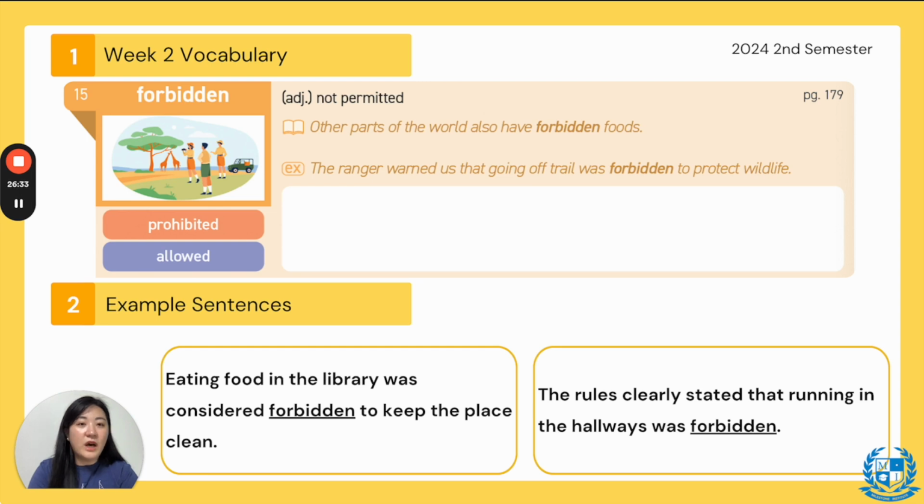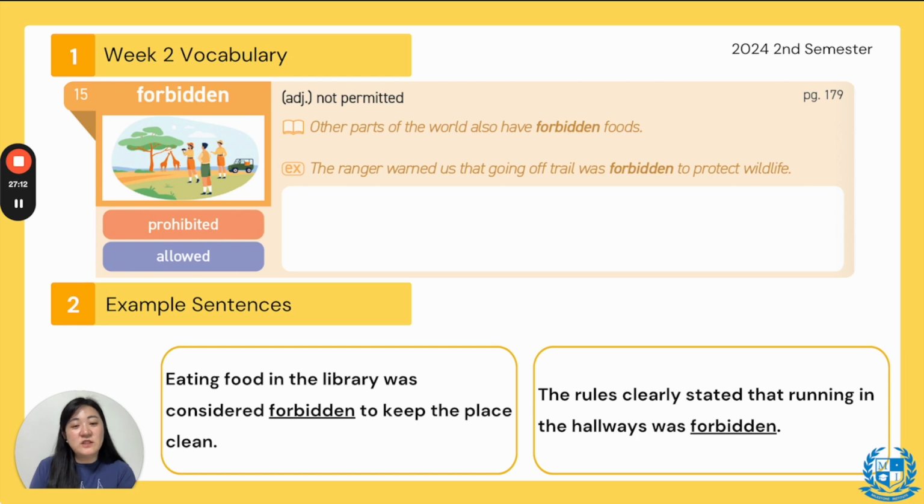So here we cannot go off the trail because in order to help, not damage the trees and the grass around it, it's forbidden. We're not allowed to do it. Next one, down here. It says eating food in the library was considered forbidden to keep the place clean. So long time ago, I'm not sure about now because I feel like people do it, but we were really not allowed to bring any food into the library a long time ago. But I feel like now people kind of sneak in food. If it's not allowed, you shouldn't do it. If it's forbidden, don't do it.